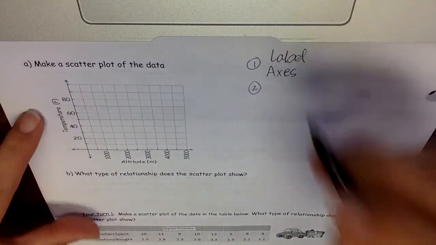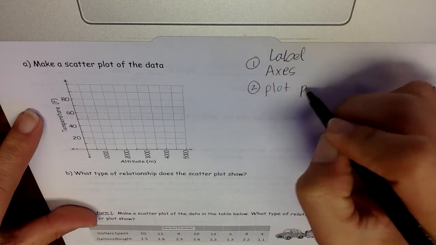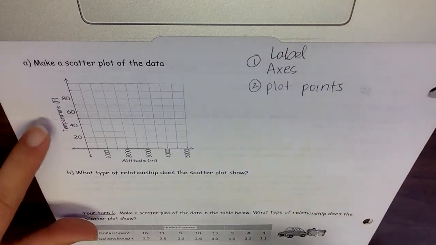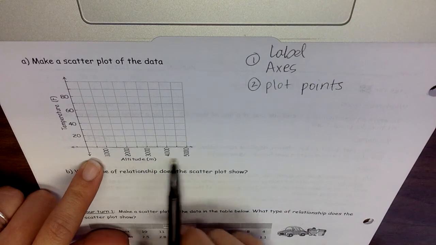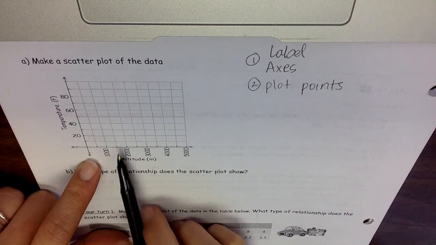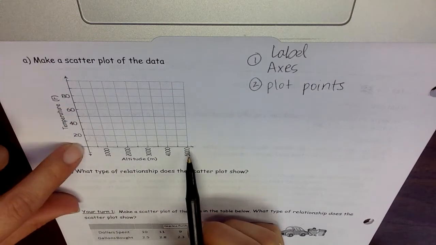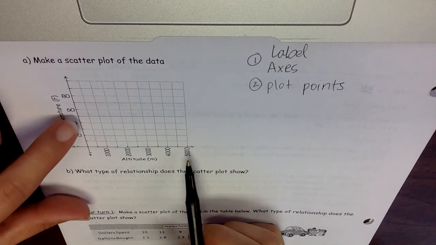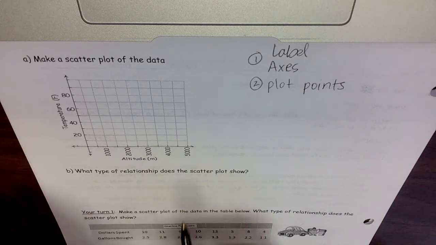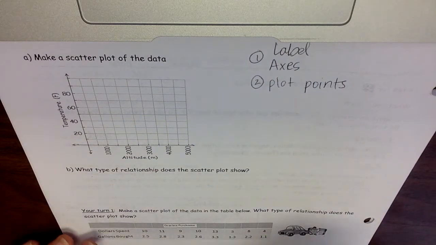So you want to label your axes, you're going to plot your points. And in this one, it's already been done for you. Notice it's going up by thousands: 500, 1,000, 1,500, 2,000. You don't always have to go up by 1, 2, 3, 4. Over here, they're going up by tens: 10, 20, 30, 40, 50, 60. Altitude and temperature. And then you do need a title.